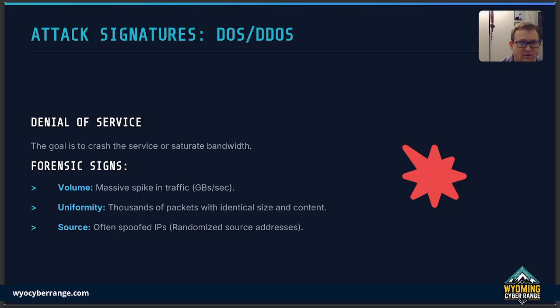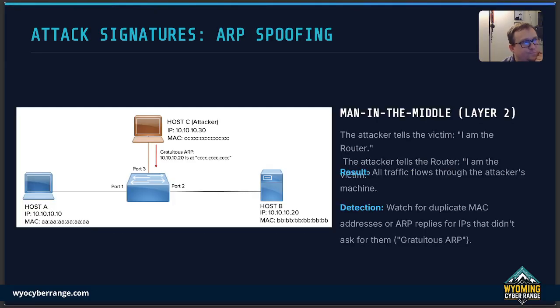You'll normally see uniformity, meaning thousands of packets with identical sizes and content. And then finally, the source often is either spoofed or even randomized, just trying to either block the active resources on our server, or a lot of times these are used as a way to flood your network logs, so that way the real data theft that's happening is harder to find.